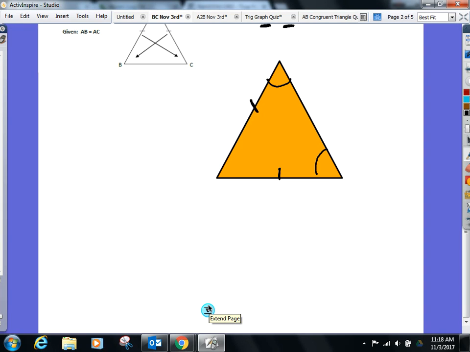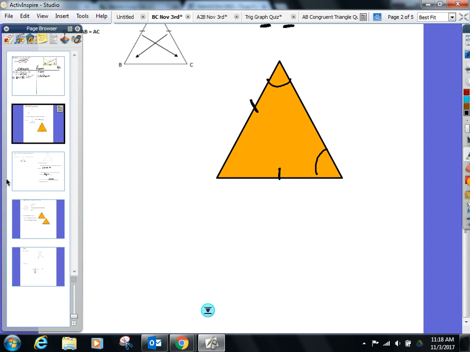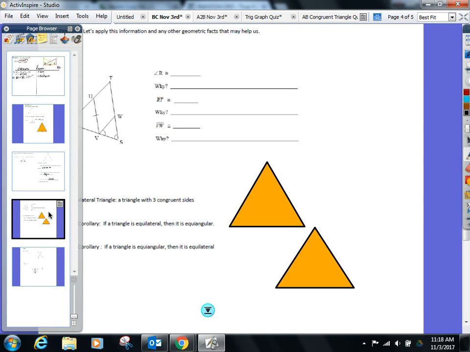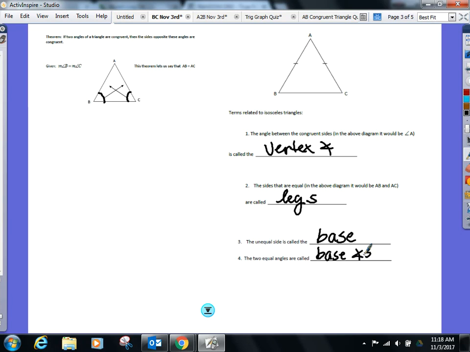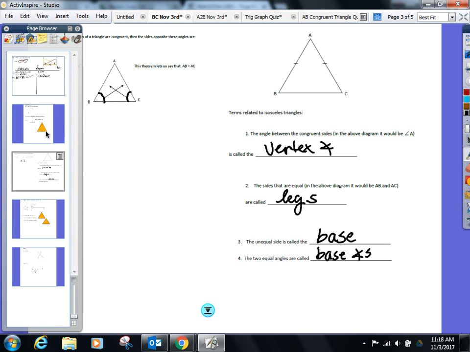Right? And then finally, what about the two congruent angles? Oh, there we go. Two congruent angles are called base angles because they're surrounded by the base. Okay, base angles. Questions on those vocabulary terms? This is going to be quick today. All right, now you got a diagram below.